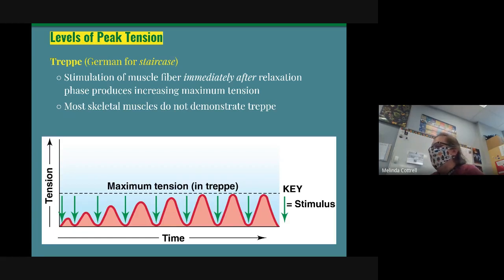Now, treppe is found mostly in cardiac muscle, and not skeletal muscle. If you think about skeletal muscles, we don't need this type of continuation with most of them. We need more certain times. When you're standing up, you're only using a certain amount of your muscles, so that tension needs to build immediately and as we need it, not continuously like cardiac muscle.